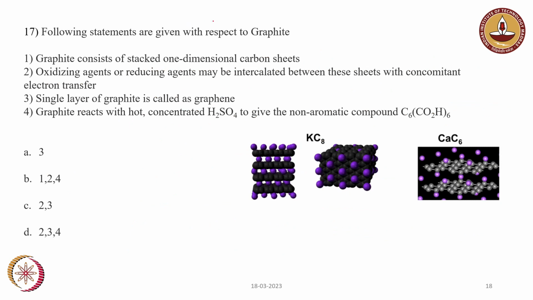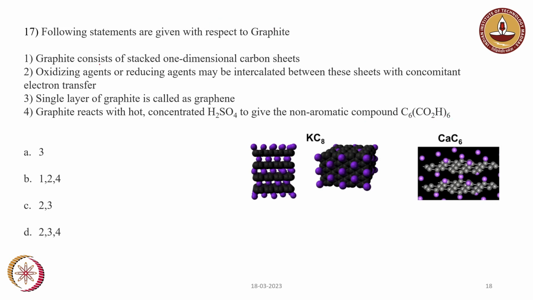The next question is, the following statements are given with respect to graphite. Statement 1: graphite consists of stacked one-dimensional carbon sheets. Second statement: oxidizing agents or reducing agents may be intercalated between these sheets with concomitant electron transfer. Third statement: a single layer of graphite is called graphene. And the fourth one: graphite reacts with hot concentrated sulfuric acid to give a non-aromatic compound C6(CO2H)6.